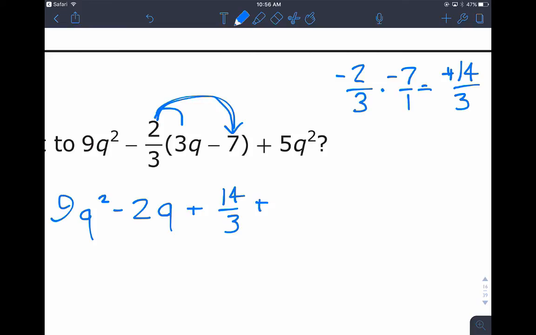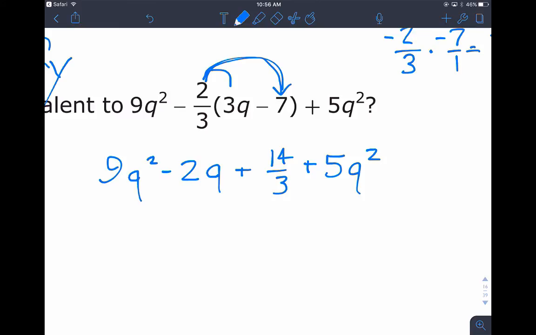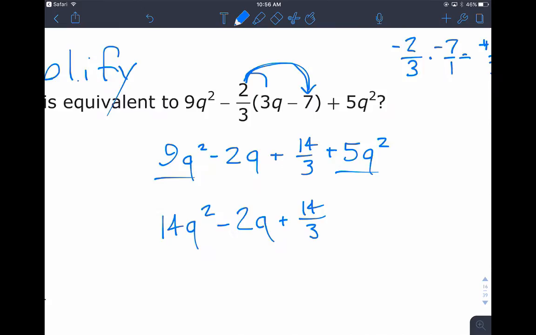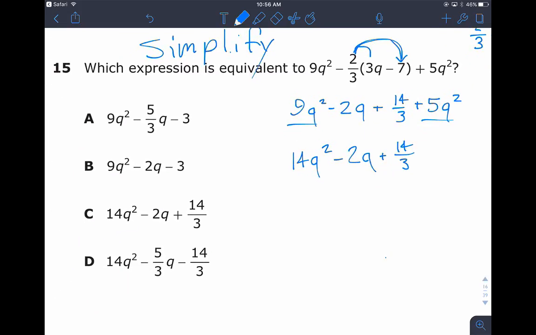Okay, and then you got plus 5q squared. Okay, now from here I'm going to simplify this down. You got some like terms there. So when you add those, you got 14q squared. And then you got minus 2q. And then you got plus 14 over 3. And hopefully that's one of my answer choices here. Oh, yeah, looks like my answer C.